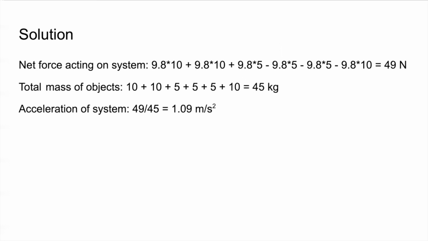And then we subtract the forces of gravity acting on the blocks on the left side. And the net force acting on the system is 49 newtons. And then we add up the masses of all of the objects, which is 45 kilograms. So the acceleration of the system is 49 divided by 45, which is 1.09 meters per second squared.